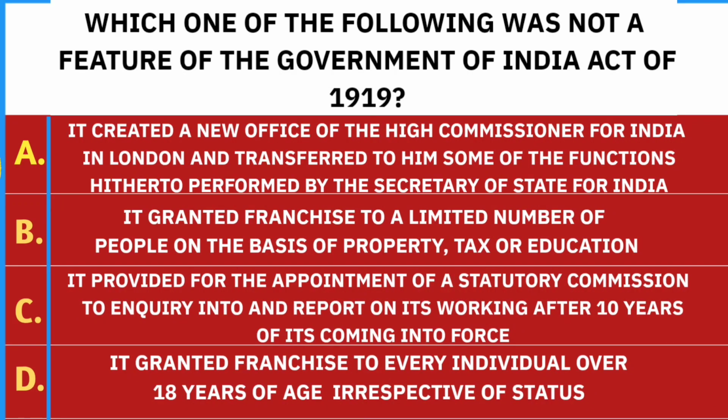Which of the following was not a feature of the Government of India Act of 1919? The right answer is D. It granted franchise to every individual over 18 years of age, irrespective of status.